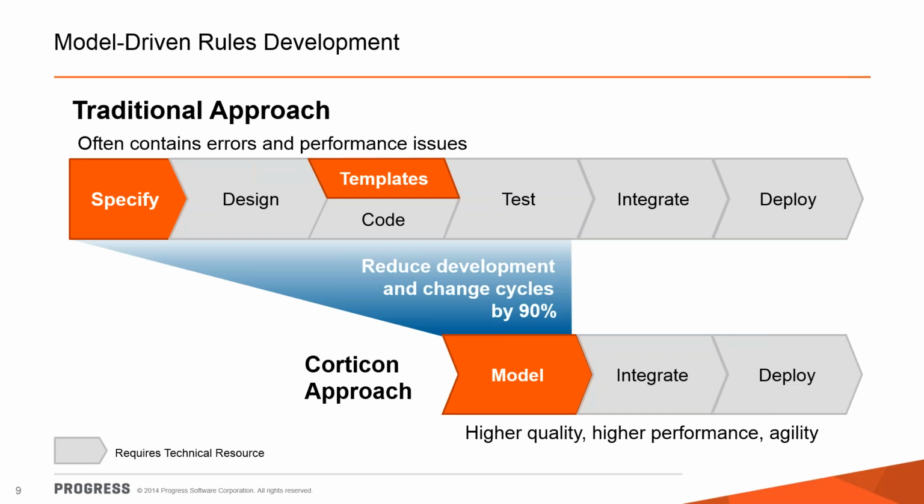You specify the requirements, you design the requirements, you model the requirements, and you test the requirements all in that single suite that you just saw, single interface that you just saw with Corticon. You're doing all of that at the same time. And this is what really reduces the development and change cycle time by 90%. All that's left once you've modeled is for you to integrate Corticon with all the other applications that you want to use it with, and finally deploy. Next slide, Mike.